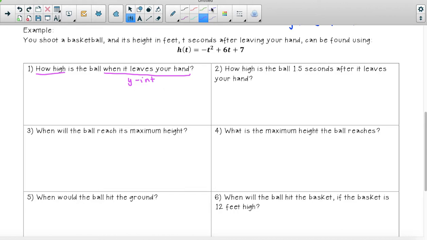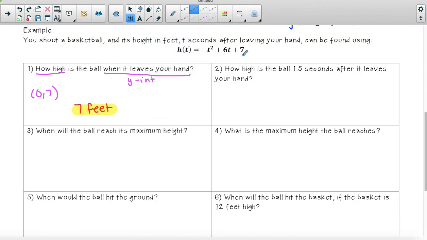The y-intercept comes from your constant term. So our y-intercept is at (0, 7). So to answer the question, how high is the ball when it leaves your hand? It was at 7 feet when it left our hand. That's our actual answer. So we needed the y value of the y-intercept, which was 7, and we put it back into units, so 7 feet.